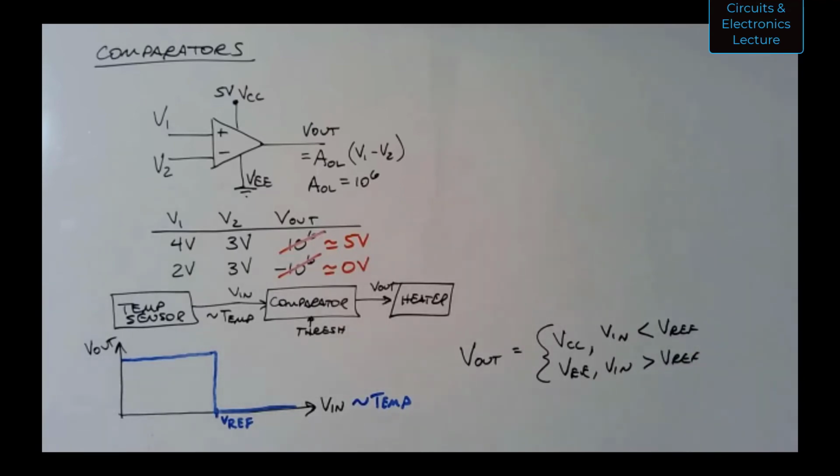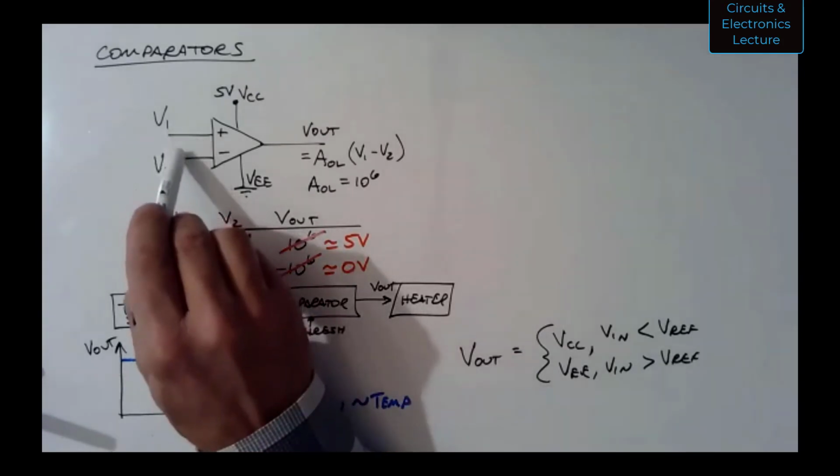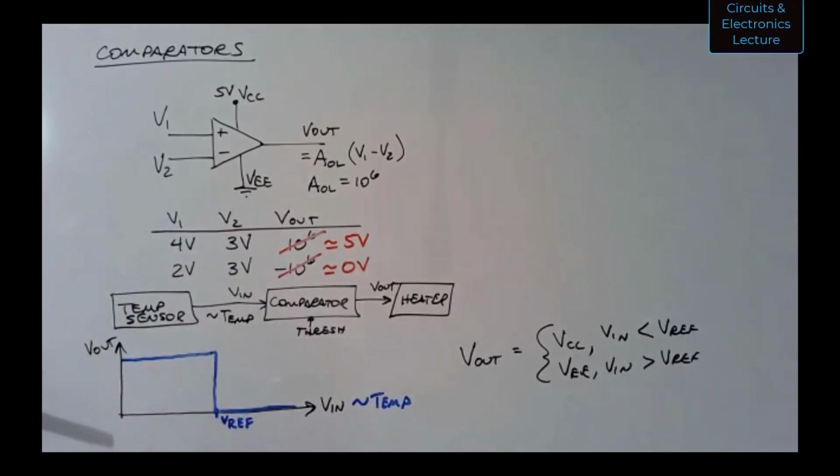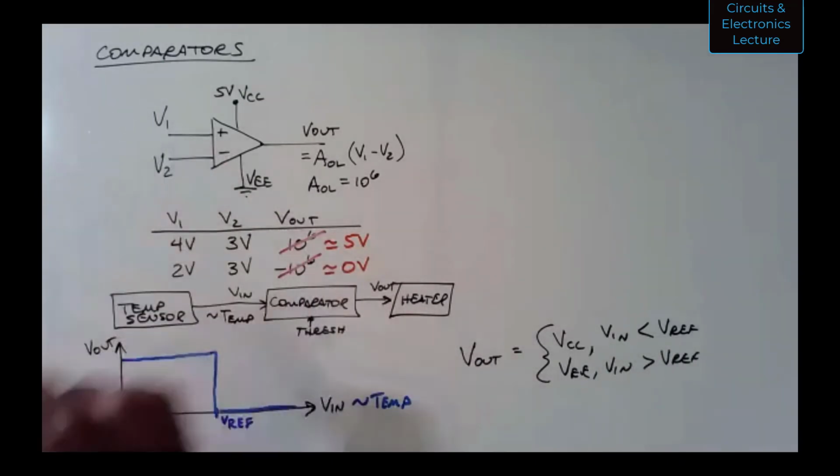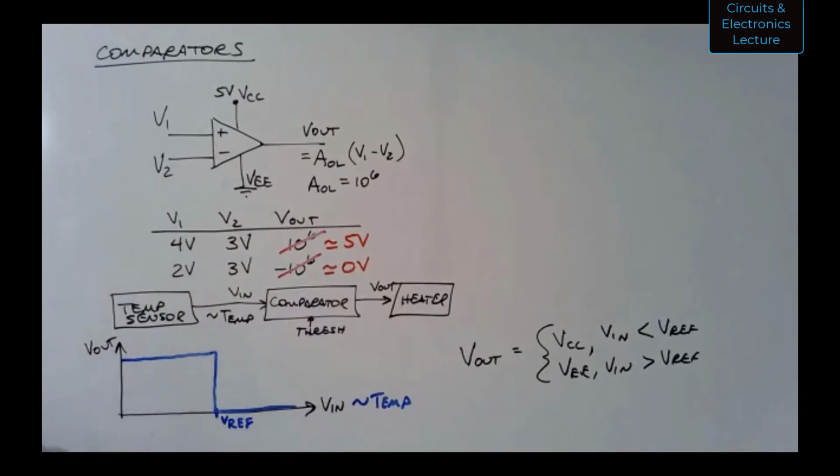Okay, so we're going to equate next time. We're going to say, okay, great. I have this reference voltage. I want to apply the reference voltage to one of these inputs. I want to apply the input voltage to, well, another one of those inputs, the other input, and I want to make this characteristic happen so that I could build a thermostat.